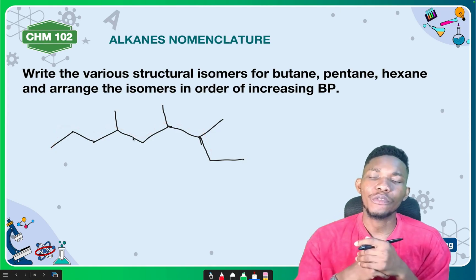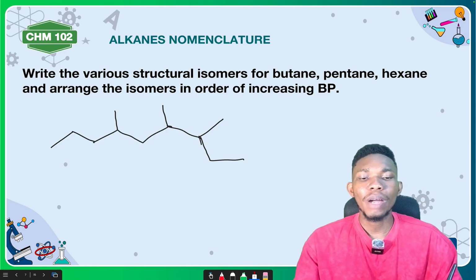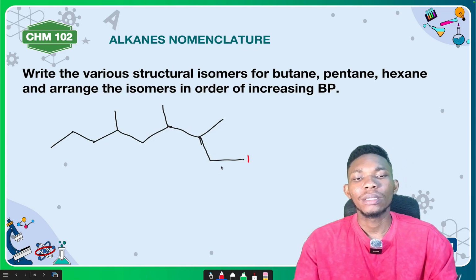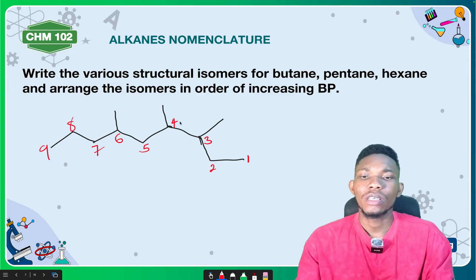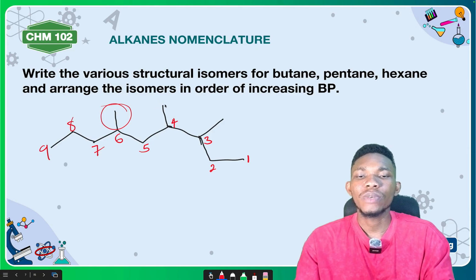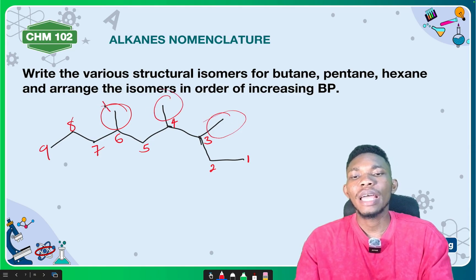So where are we going to number from? We number from the side that we get to the substituent easily. So if we number from this side, here will be 1, 2, 3, 4, 5, 6, 7, 8, 9. Every other thing here is a substituent. So this group here is a substituent, this is a substituent, this is a substituent. And whenever you see just one stroke like this, know that we are talking about methyl.